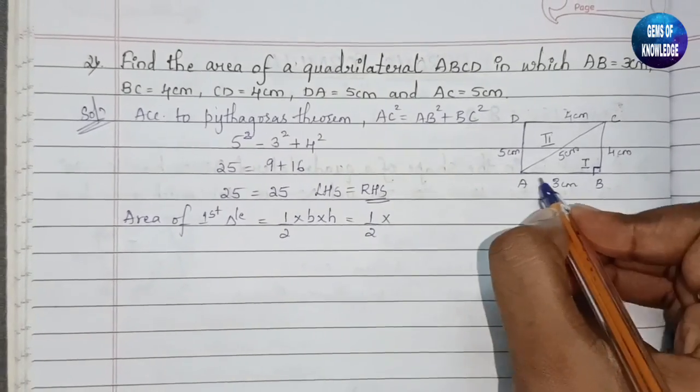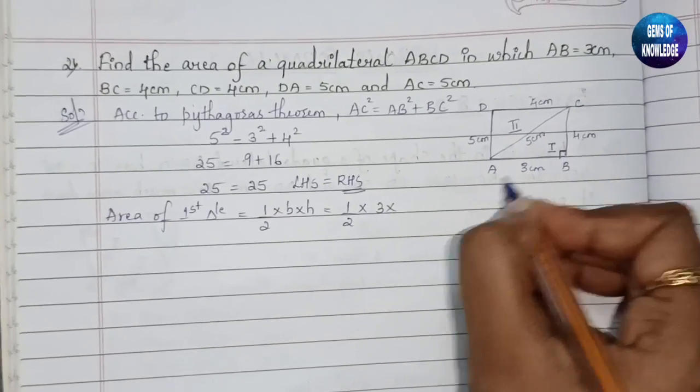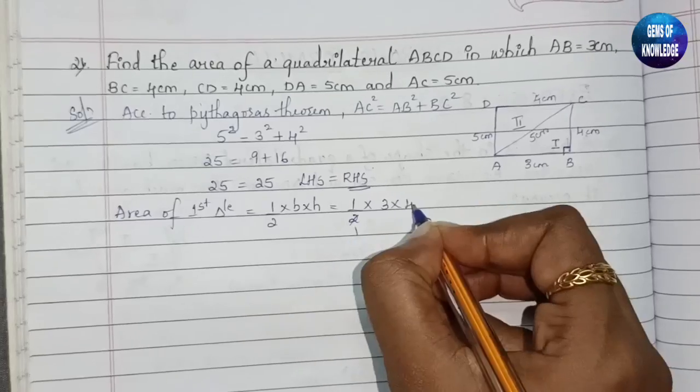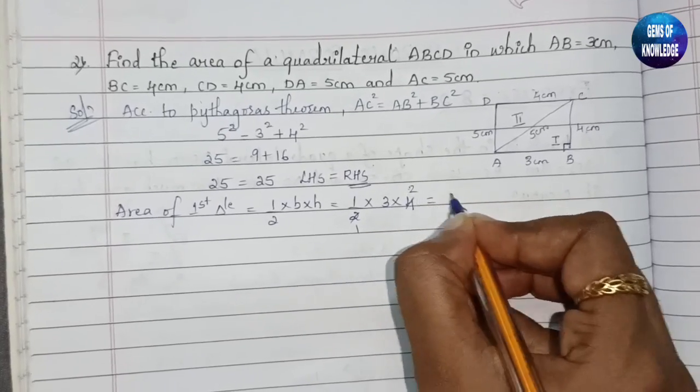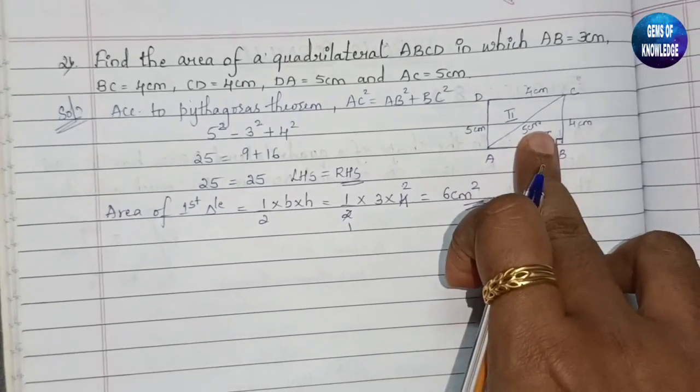Base is nothing but this, that is 3 centimeter, and height is nothing but this one, so it is 4. Now 2 ones are 2, 2 twos are 4, we are left with 3 twos are 6 centimeter square. Now this is the area of this triangle.